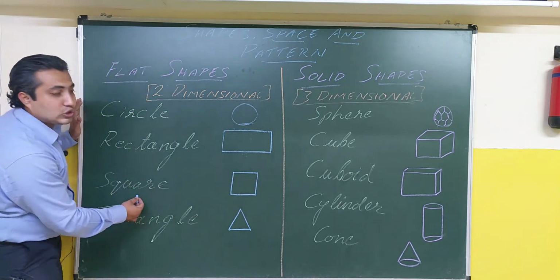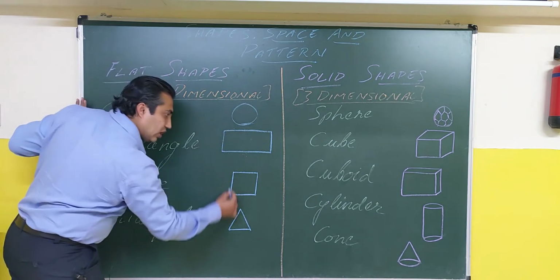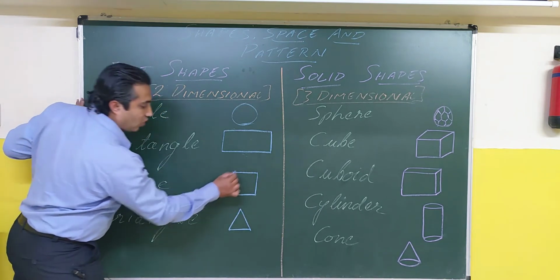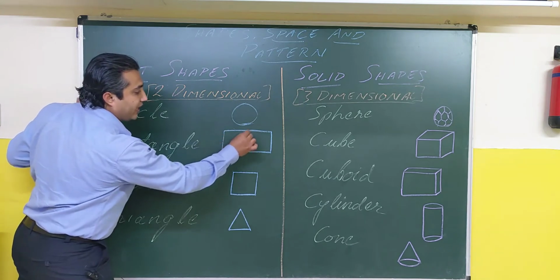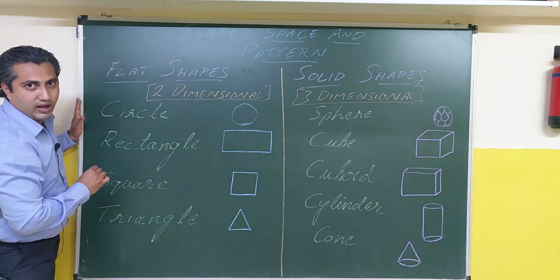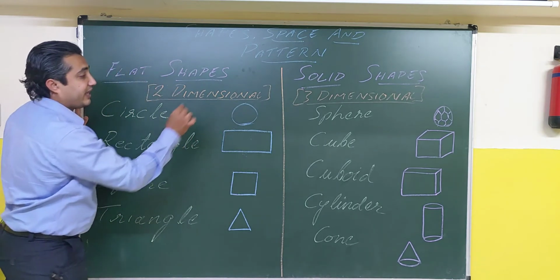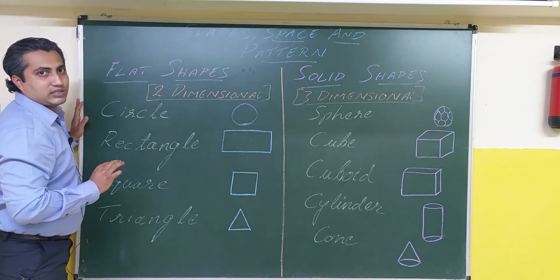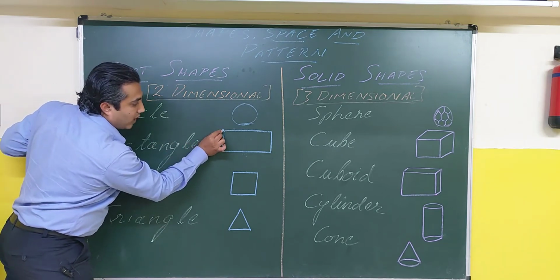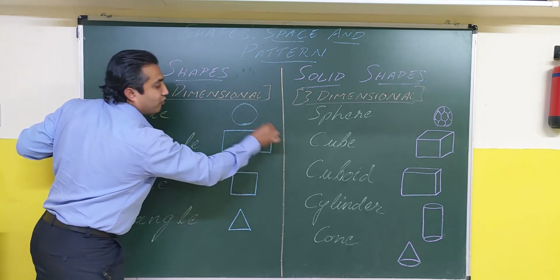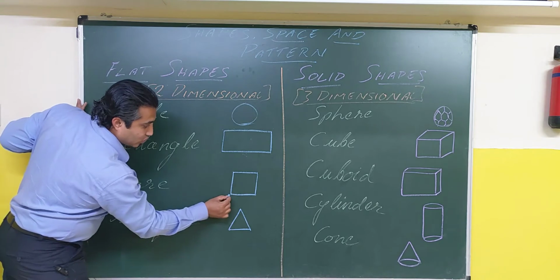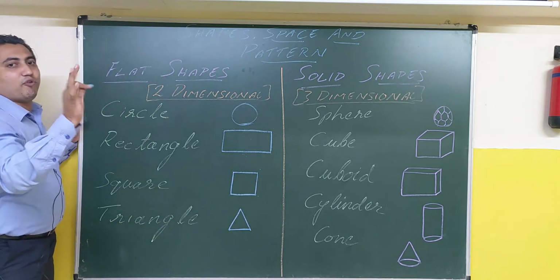Okay. Now let us go to square. What is a square? Square is also a box like figure, but all sides are equal. All the four sides are equal. In a rectangle only opposite sides are equal, but in a square all four sides are equal. Now, the circle did not have corners, but rectangle and square have corners. How many corners? 1, 2, 3, 4. A rectangle has 4 corners. In a square also, 1, 2, 3, 4. There are also 4 corners.